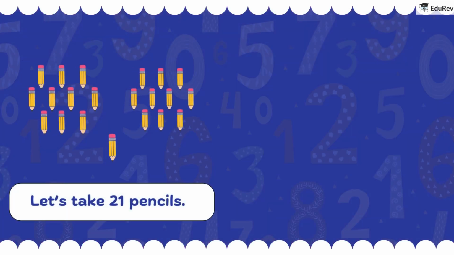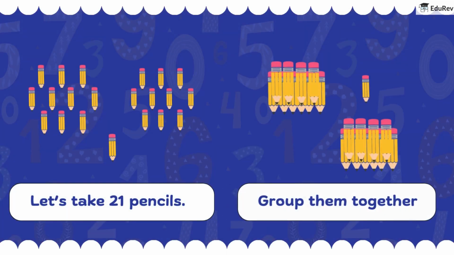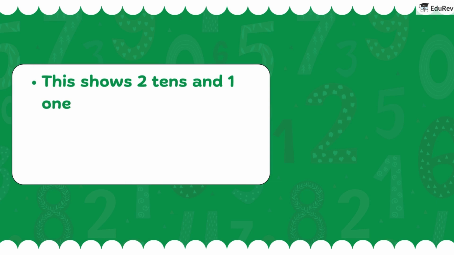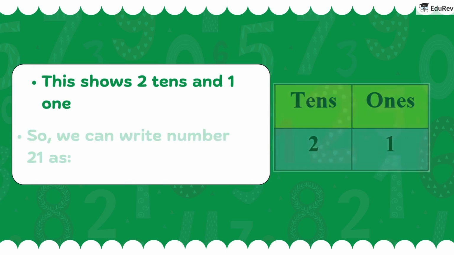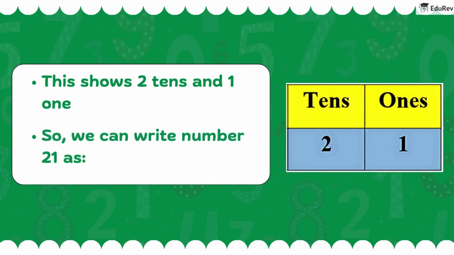Now, if you have 21 pencils, you can make two groups of 10 and have one pencil left over. This shows two tens and one one, or simply 21. So, you can write 21 by keeping 2 in the tens place and 1 in the units or ones place.